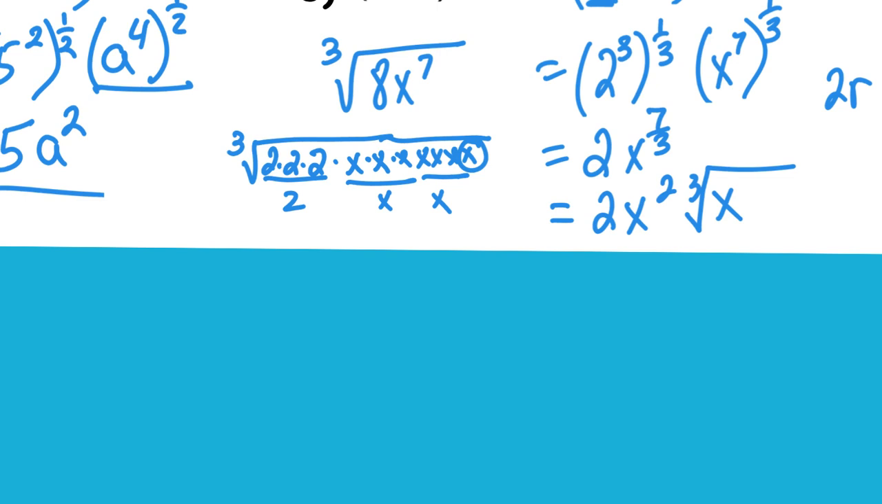But because of this 3 right here, we had to find groups of 3 for 1 to come out. But do you see how it equaled the same? I got 2x squared, and then there's 1 that stays inside.